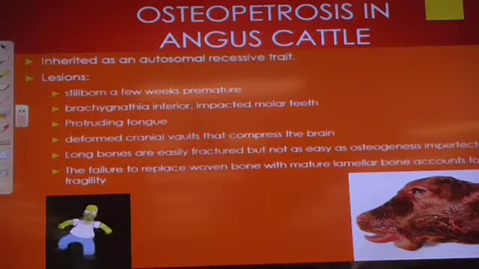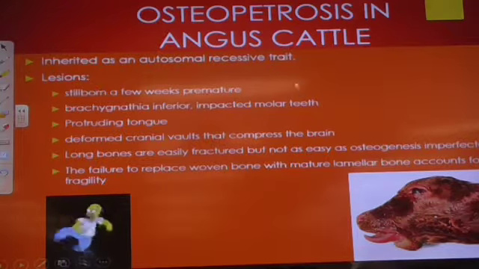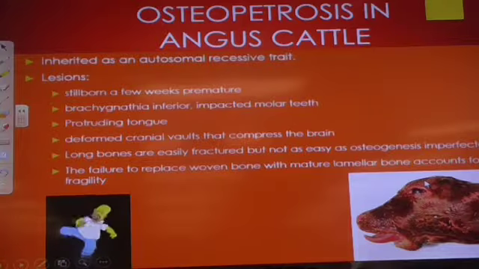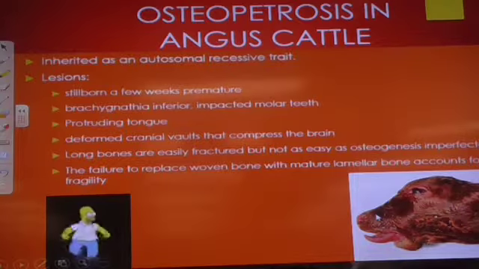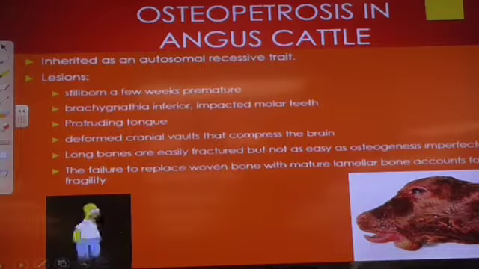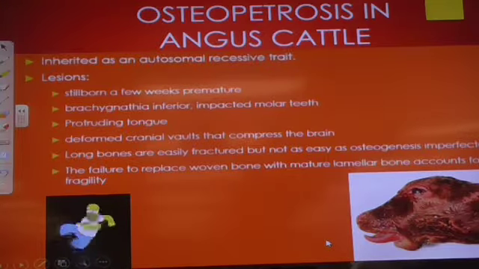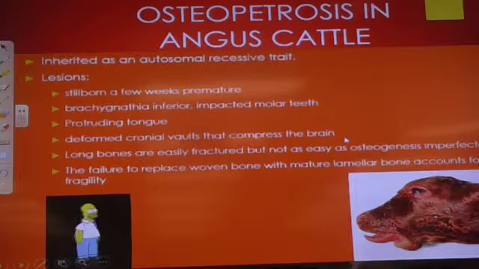Osteopetrosis can occur in Angus cattle, and we see this with a variety of congenital defects. So usually they are premature. They have brachygnathia inferior, so we talked about that. What was the other cause of that disease? BVD, yes. They'll have a protruding tongue because of this brachygnathia superior. The cranial vaults, so the areas in the brain, are deformed and can compress the brain.